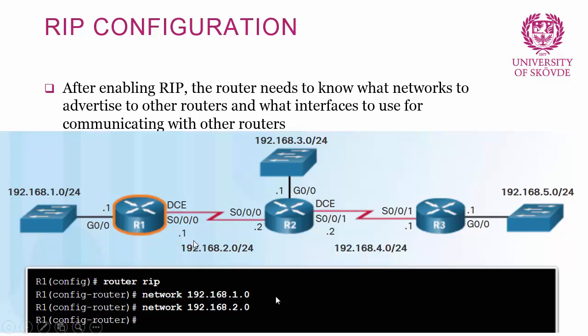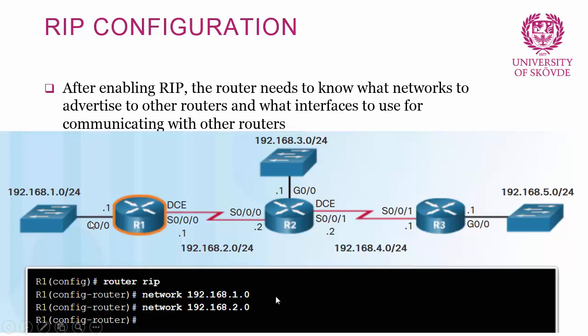So what's going to happen here is that router 1 is configured to advertise this network, so is router 2, so they're going to form an adjacency on this link here and be neighbors, and then they're going to share the routing information and the network information that they have. So router 1 is going to tell router 2, hey, I have access to the network 192.168.1.0, and router 2 is going to say, oh nice, thank you, I'll add that to my routing table.